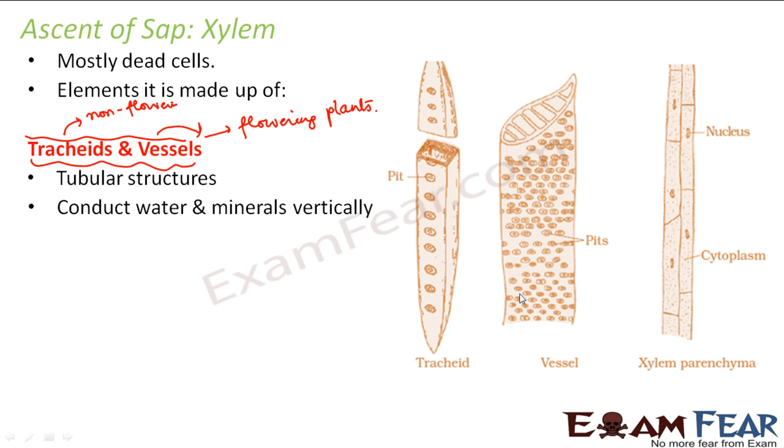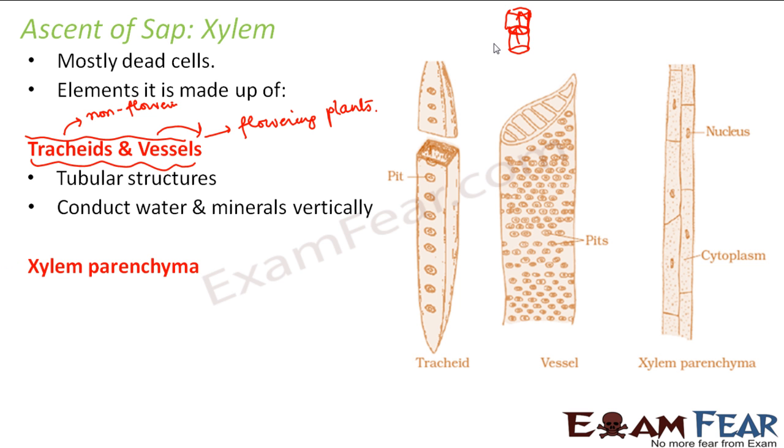Now, how do the vessels conduct? The vessels are placed end to end without cross walls. Let us suppose these are the tube-like structures or vessels. Now, two vessels are placed end to end without any cross walls. So what will happen? Water can move through them. So they will together form a pipe-like structure, and through that water and minerals get conducted vertically. Right? So tracheids and vessels are the elements of xylem which actually help in conduction.